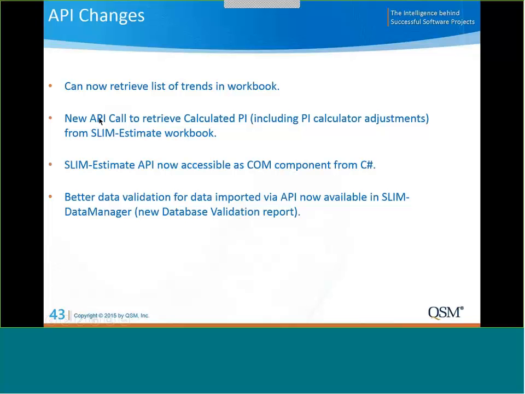There's also a new API call to retrieve the calculated PI, which would include the PI calculator adjustments from a SLIM estimate workbook. Again, I believe this is supporting our PPM integration, but there may be uses for it within your organization separate from that.